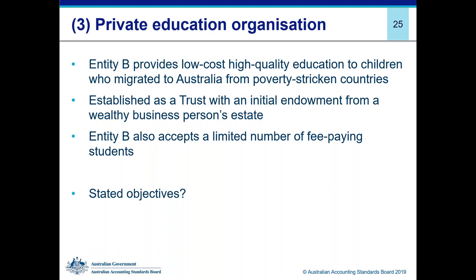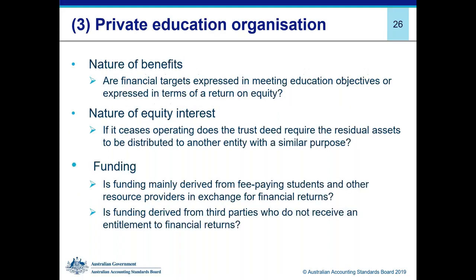So in terms of stated objectives, if you look at what the trust deed says, if it says something like the objective is to provide high-quality education to immigrant children from poverty-stricken countries, that may indicate that this entity is a not-for-profit. By contrast, if it says something like, well, the objective is to maximise the financial surplus from fee-paying students, whilst also providing education to immigrant children, that may indicate that the entity is a for-profit entity.